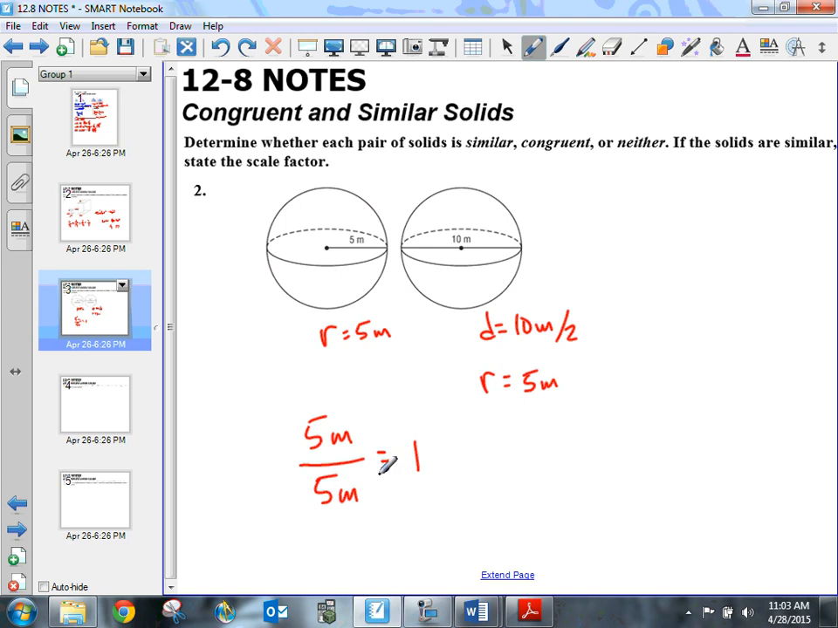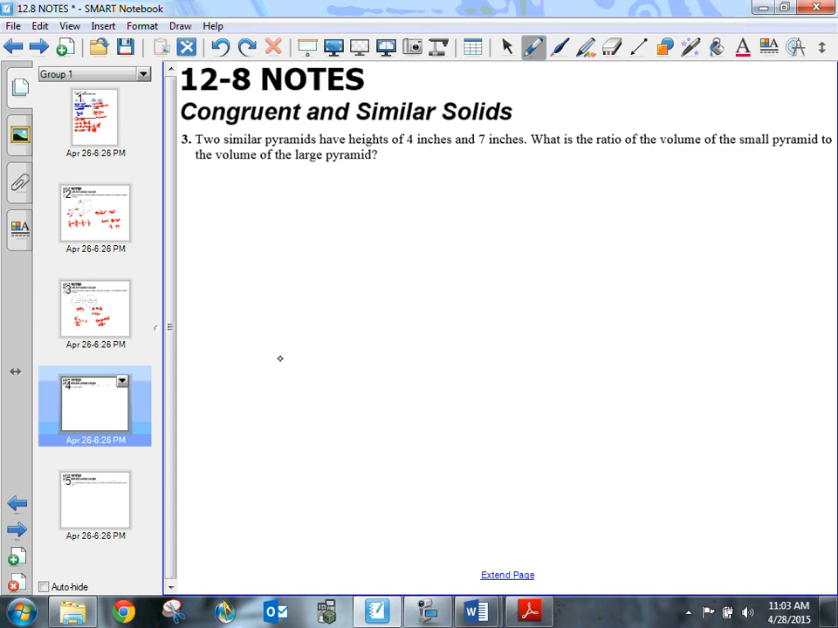5 divided by 5 gives me 1. And so I know that these are congruent. Okay, congruent solids. All right, they're the same size. Okay. All right, take a look at number 3.